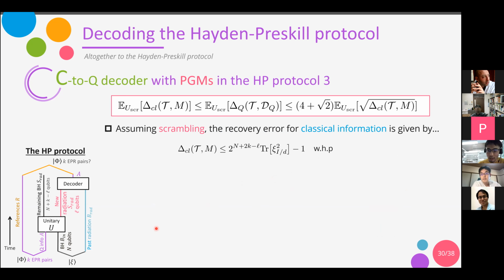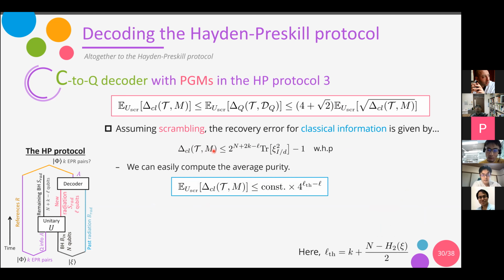So this is what I have explained. And finally, to compute this average, we just take the average of this over the Haar random unitary, and we can show that this average error for classical information is given by basically 4 to the power of L threshold minus L. And L threshold is the usual one, K plus N minus the entropy of the initial black hole over 2. So good, this is one conclusion from our calculus.